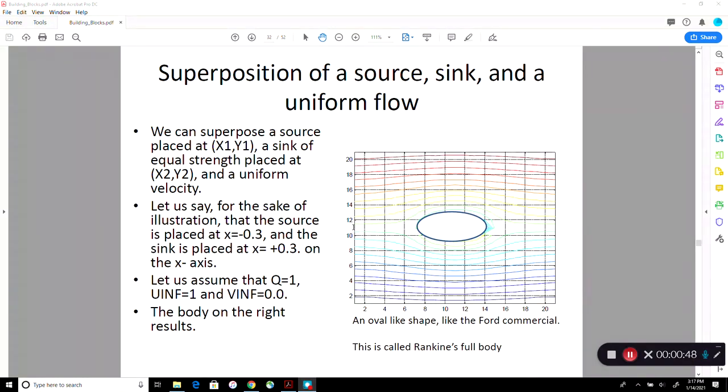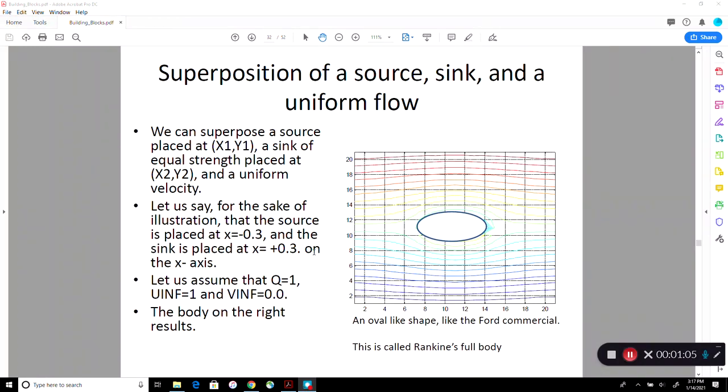So psi equal to 0 line starts from far upstream, comes this way, splits into two halves. One goes over the upper side, the other one goes over the lower side. When it reaches here, it continues as psi equal to 0. So this is the body.